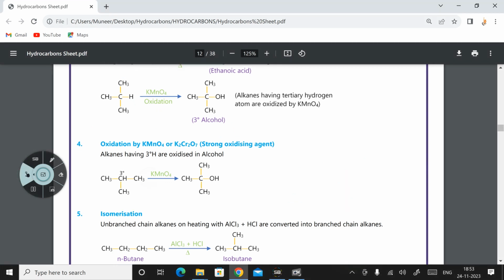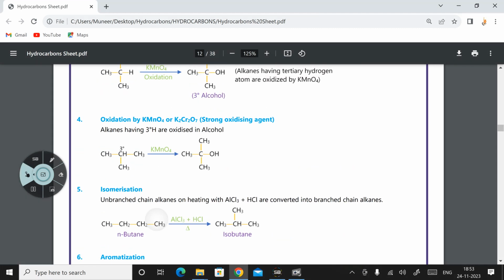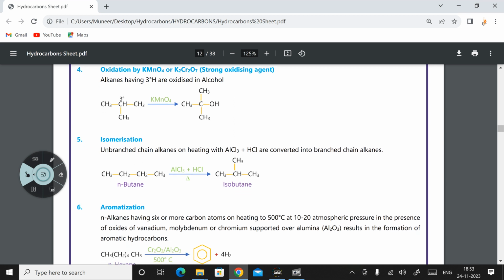Okay, now next one. Oxidation by KMnO4, K2Cr2O7, strong oxidizing agents. Okay, now see here. That is the same reaction here. Tertiary carbon, tertiary alcohol. That is over already.